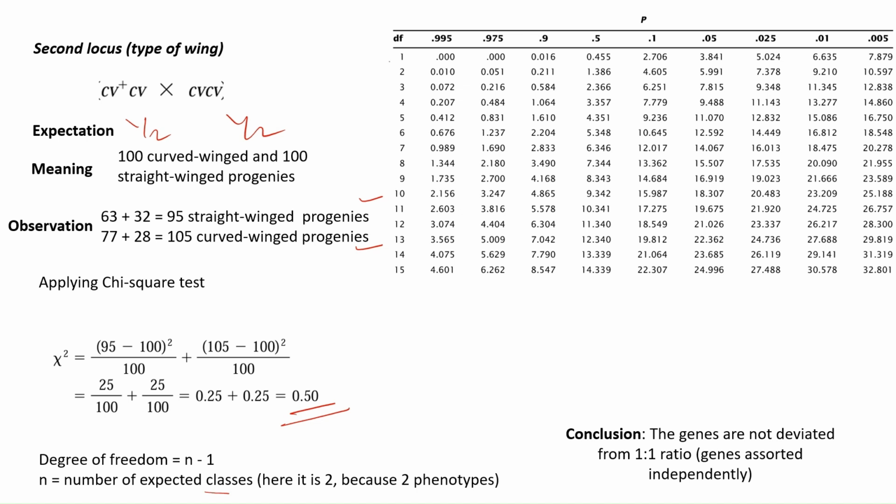So again we have to see the first row of the table. Come up to 0.05, this one. The value is 3.8. 0.1, 2.7, 0.5, 0.4. So our 0.50 should be somewhere between this. So that means towards left. What we have to do if it is towards left? We have to reject the hypothesis. Hypothesis was there is a deviation. So the conclusion is no deviation, genes are assorted independently.